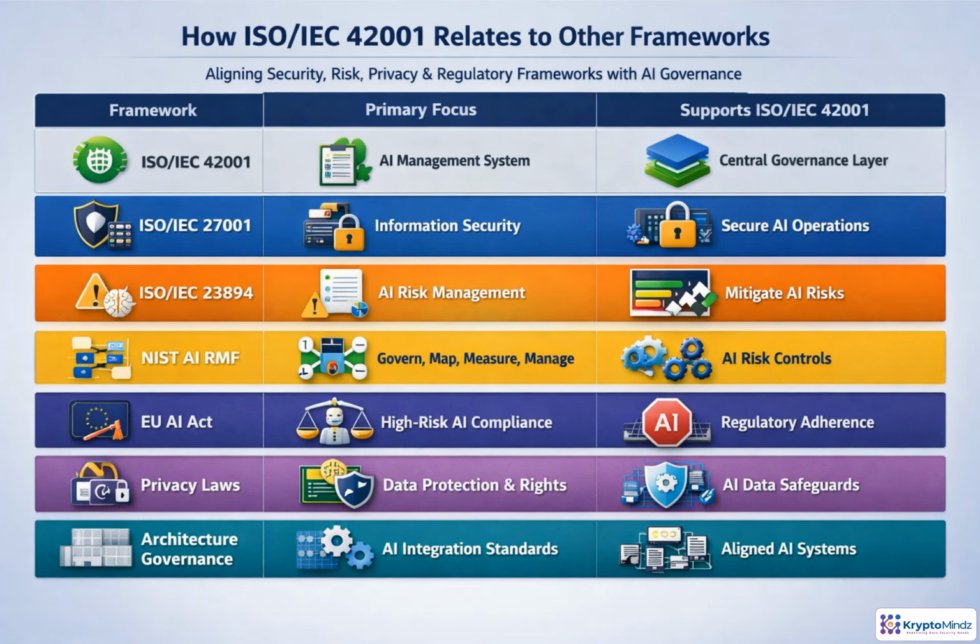ISO IEC 42001 is the operating system for AI governance, not a replacement for every other framework. ISO 27001 strengthens security around data, models, and platforms. ISO 23894 and the NIST AI RMF deepen AI risk practices. The EU AI Act and privacy laws define legal obligations. Enterprise architecture turns controls into design standards. Together, these frameworks give 42001 the structure, evidence, and integration needed to work in practice.